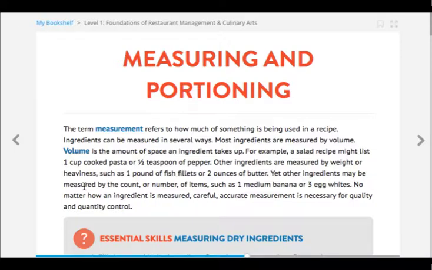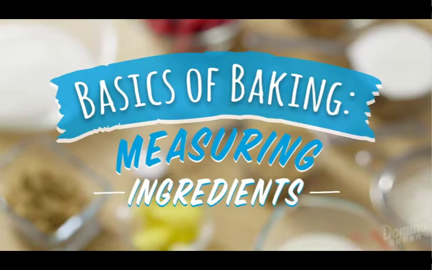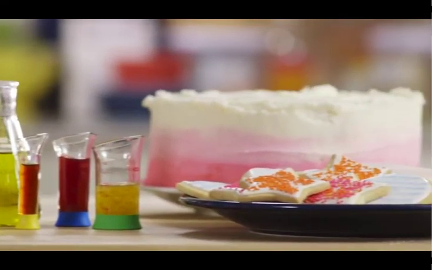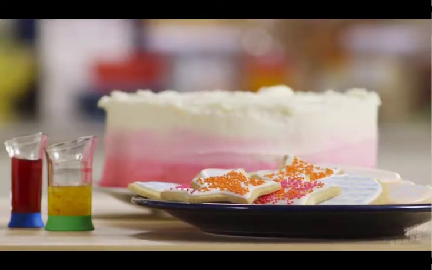And then no matter how an ingredient is measured, it's really important that careful, accurate measurement is used for quality and quantity control. Hi, I'm Sarah. Have you ever followed a recipe to a T and had less than perfect results? The answer may be in your measuring. Unlike cooking, where you can really wing it, baking is more of a science as much as it is an art. So accurate measurements are key.